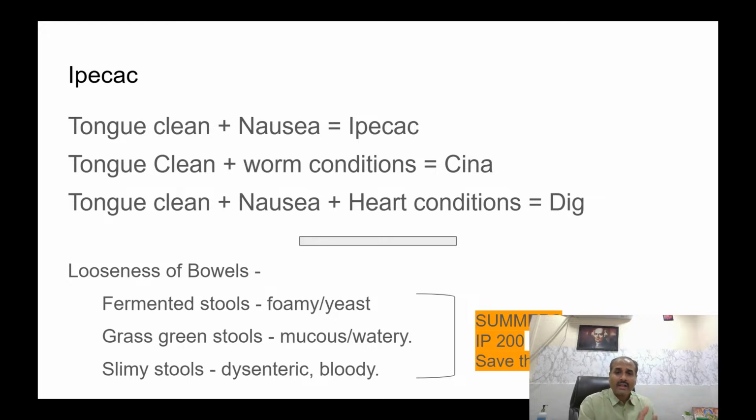Going further, Dr. Nash describes the clean tongue and nausea and heart condition. Think of digitalis as the remedy. So we have something that is very much interrelated: tongue clean and nausea, worm conditions, and heart conditions for Ipecac, Cina, and Digitalis respectively.